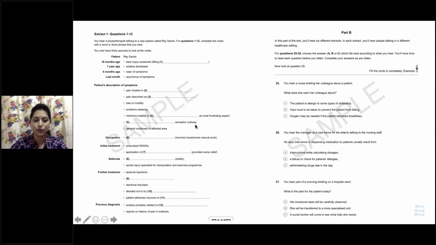So yeah, let me just show you a sample of it. So this is how the part A question paper would look like. So basically, you'll have around 12 questions for each extract. So yes, and you'll be given 30 seconds of reading time, and then they will start off with the audio clip. So this is the part A sample.